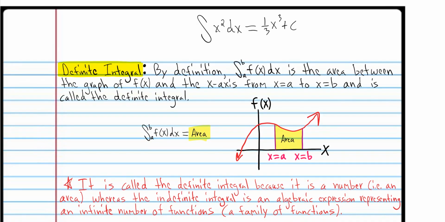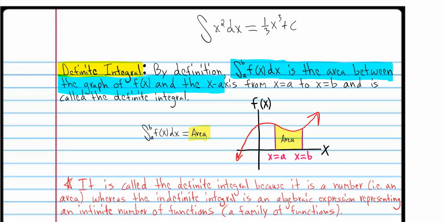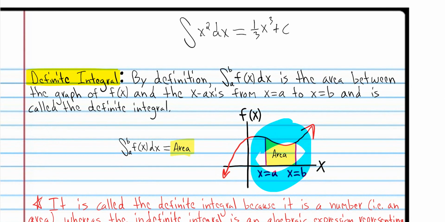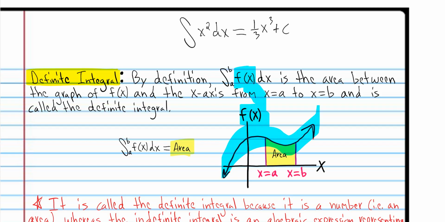Well, mathematicians have decided by definition that this expression here is the area between the graph of f of x and the x-axis from x equals a to x equals b. So that area that we've been trying to find as we started learning integral calculus, that area is just defined to be, or this expression here is defined to be the area. Okay, so if f of x is this red graph here, this expression is the area.